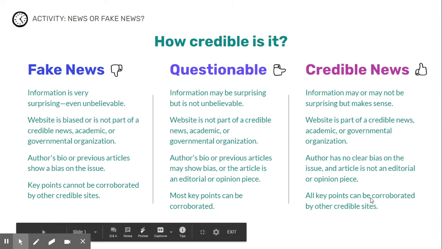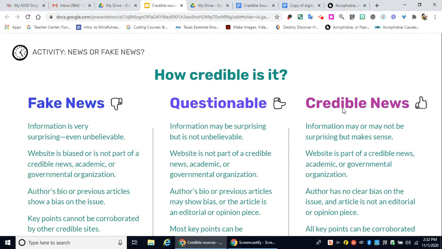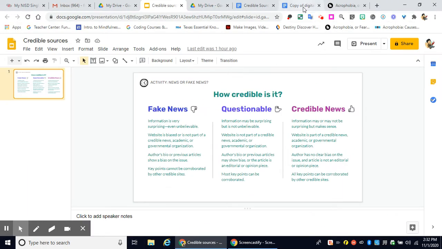Okay. And then here's what I was just talking about, that the key points, the main ideas in your article, you can find those in other sites as well. So that's a really important way for you to discern whether your article has great information or not. Okay, so I am going to show you an article.